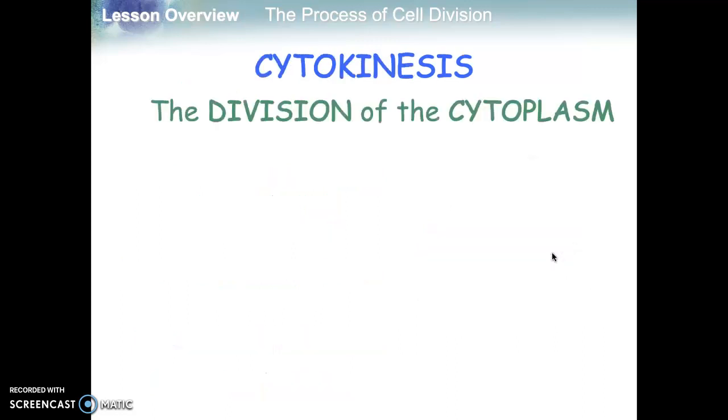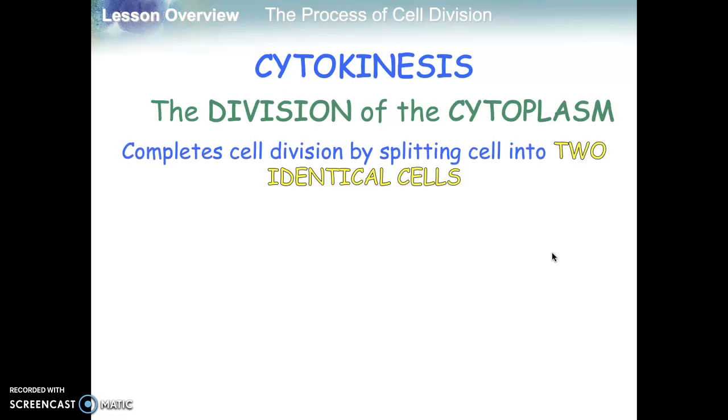From there, we enter what is called cytokinesis. Kinesis means to divide or split, cyto for cytoplasm. So this is literally when the cell's dividing. This means that the two cells will be identical to each other, each containing an equal number of chromosomes and identical chromosomes. So we get two identical cells.